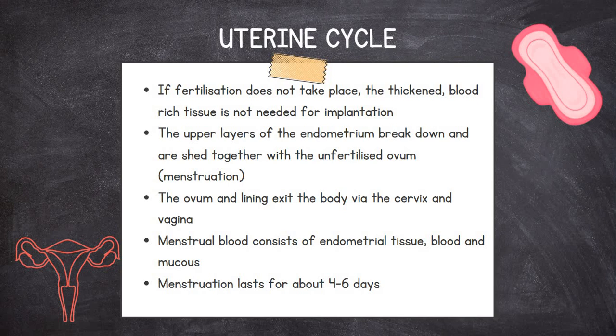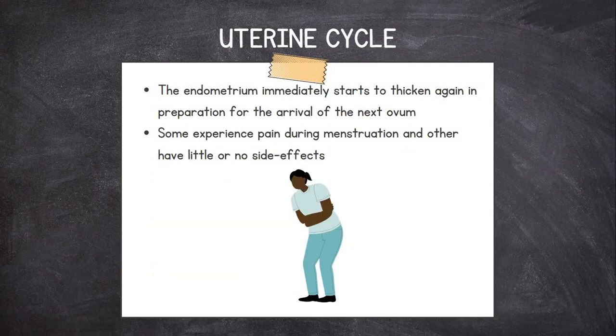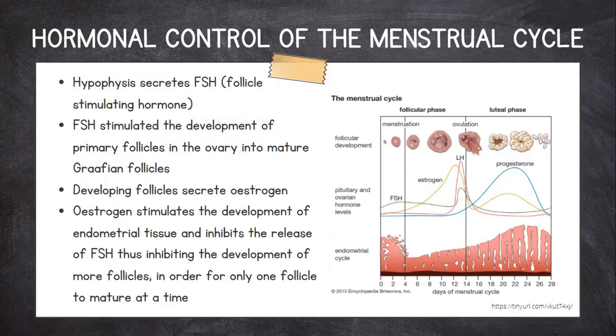And then menstruation usually lasts for about 4 to 6 days. Again, this depends on female to female. It's not the same for everyone. The endometrium immediately starts to thicken again in preparation for the arrival of the next ovum, so for the next cycle. And some experience pain during menstruation, and others have little or no side effects.